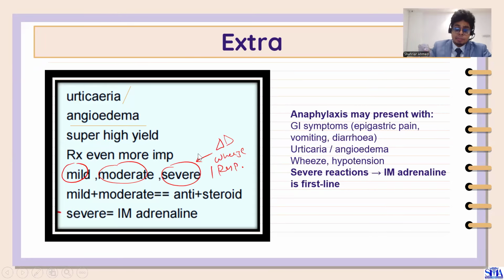Now, normally for mild to moderate, you can use antihistamine, and you can probably use prednisolone in moderate cases. But in severe cases, my dear, you need to use IM adrenaline. Severe cases, you need to use IM adrenaline. Very, very popular in the main exam: IM adrenaline.